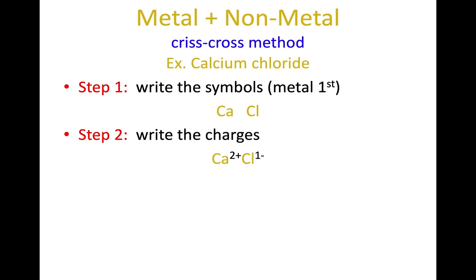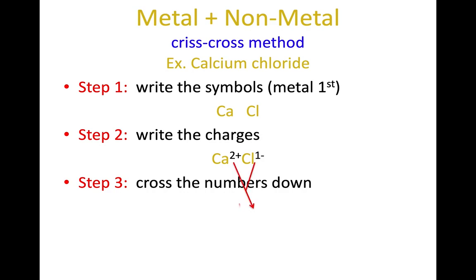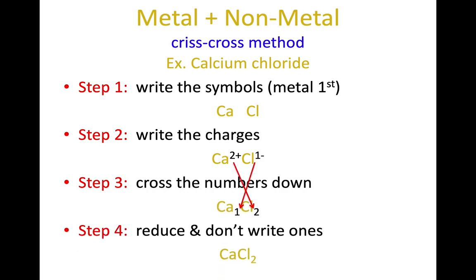So the first step is to write the symbols. The second step is to write the charges. The third step is to cross those numbers down. So the calcium 2 becomes the subscript for chloride, and the 1 on chloride becomes the subscript for calcium. And then you reduce if you have to, and you don't write 1. So Ca1Cl2 becomes CaCl2. And if you think about it, hopefully this makes sense.